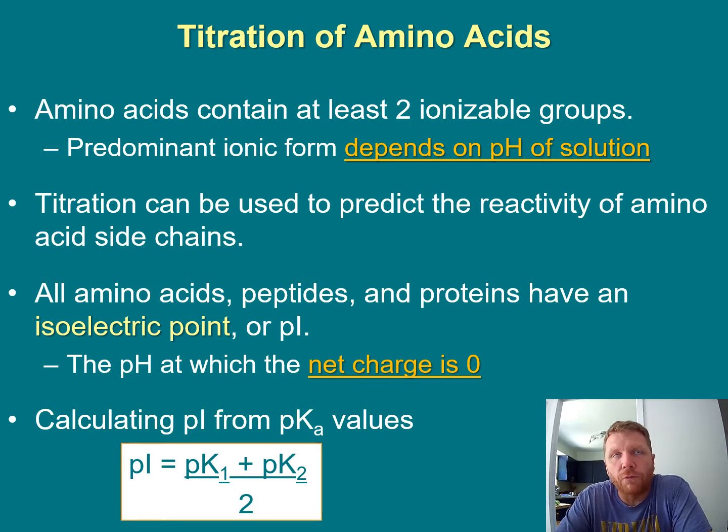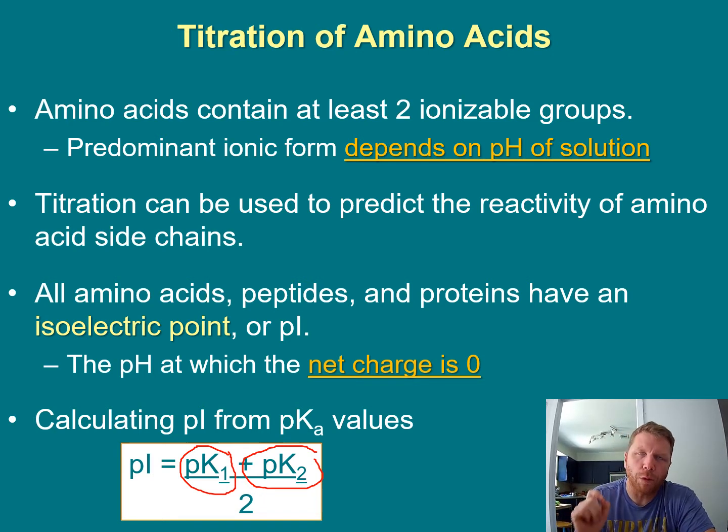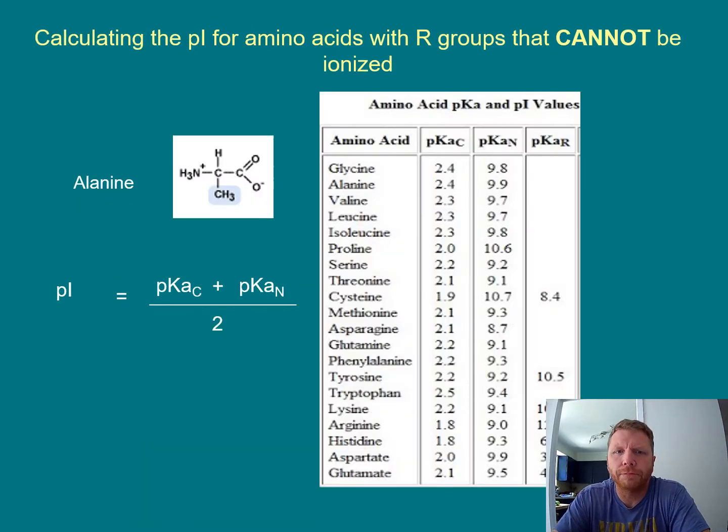How this is calculated for a diprotic amino acid is, you take the 2 pKa values and divide by 2. For calculating the pI of a triprotic amino acid, you also take 2 pKa values and divide by 2. The important difference between a triprotic and a diprotic amino acid is that a triprotic amino acid has 3 pKa's, so you've got to select the right pKa's. And I'm going to show you how to do that in just a moment.